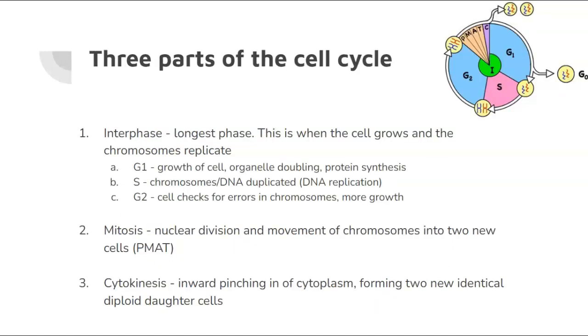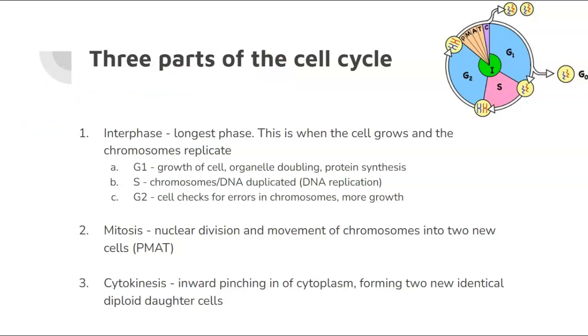Now there are three parts of the cell cycle, and the first is the longest. Looking at this little chart up here, interphase, this green one, includes G1, S, and G2 phases. About 85 to 90% of the time that a cell exists, it is in interphase. This is the longest phase, and this is when the cell grows and the chromosomes replicate.